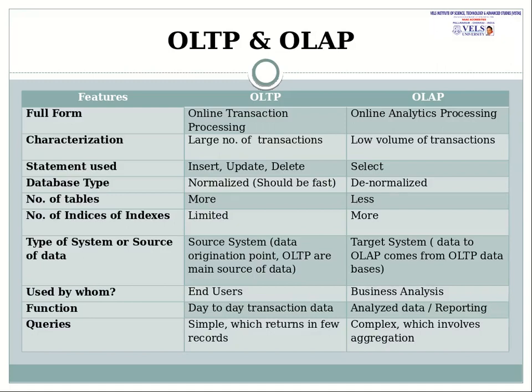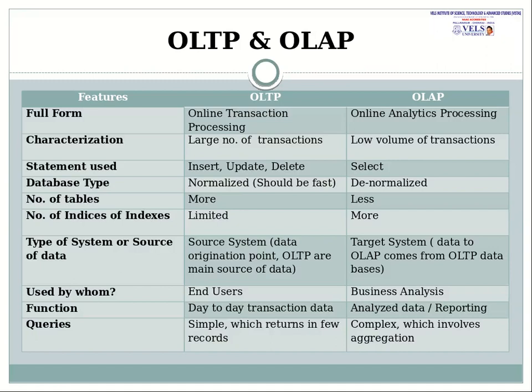The first characteristic common to OLTP and OLAP is that OLTP handles a large number of transactions. For example, in a banking system, a large number of transactions are stored in this OLTP system. But in an OLAP system the volume of transactions is less, because it is used entirely for retrieval or reporting purposes.